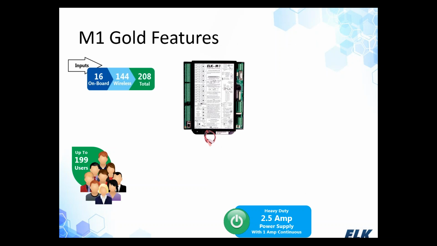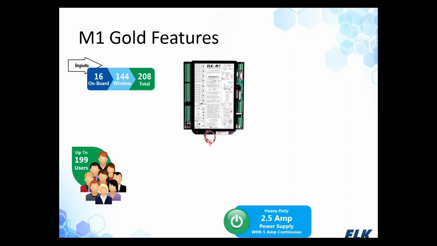Now, some features of the M1 system. This is our main board. It has 16 onboard zones. It's expandable up to 208. Of those 208, 144 of those can be wireless. We support up to 199 users as a standalone system.